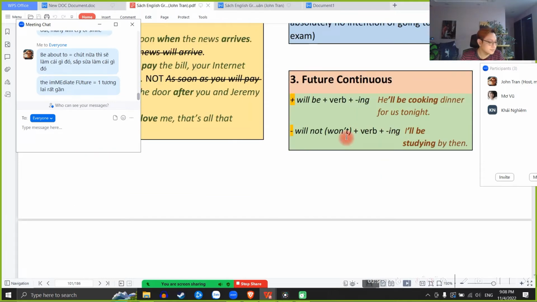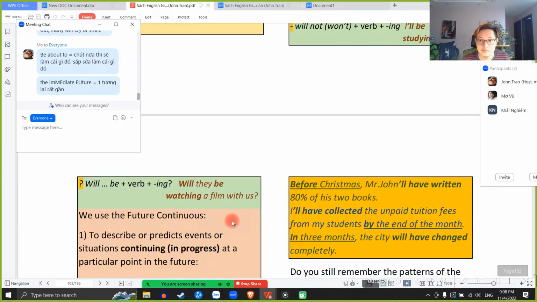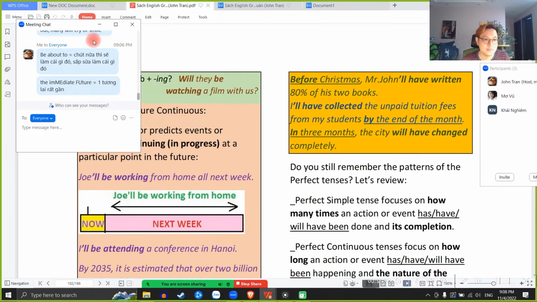Future continuous. Future continuous positive sentence will be plus verb plus ing. He'll be cooking dinner for us tonight. Negative sentence will not or won't plus verb plus ing. I'll be studying by then.